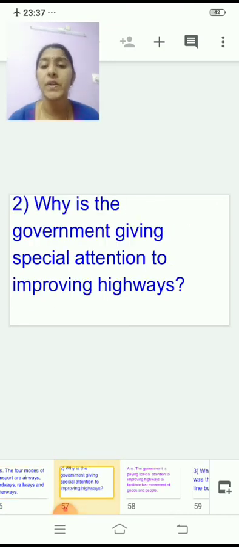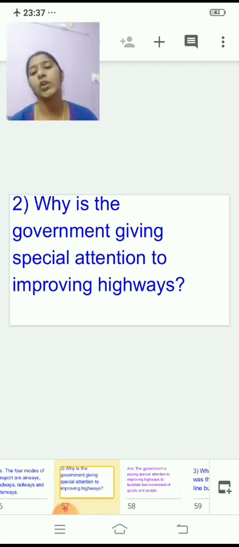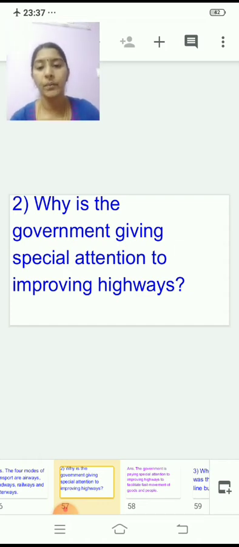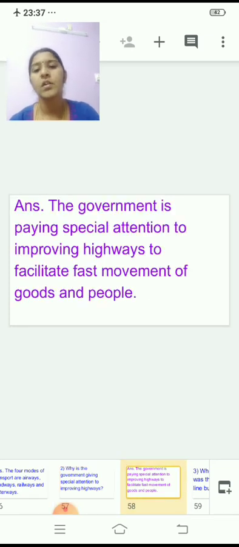The next question: why is the government giving special attention to improving highways? Okay, the answer for this is, the government is paying special attention to improving highways to facilitate fast movement of goods and people. For example, when you are traveling to any other place, if the road is very good, very nice, you can go very fast and reach the destination fast.